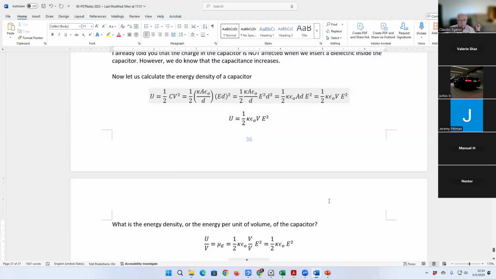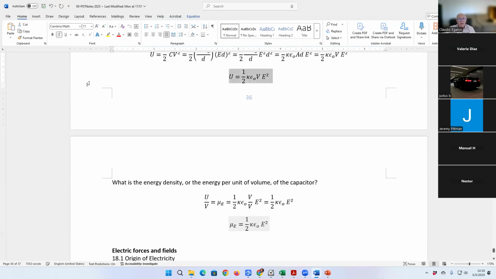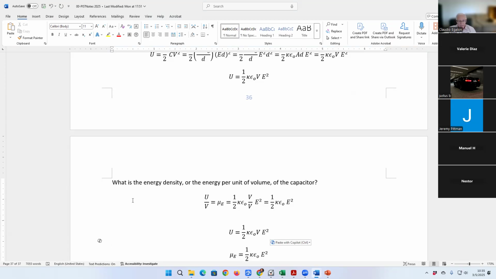Could you erase energy density in the sentence before that formula on page 36? It says, now let us calculate. That's right. Let us calculate the energy, and then after that, the energy density. So first we calculate the energy and then the energy density. That's what we did. Thank you for pointing that out. And let me put them side by side.